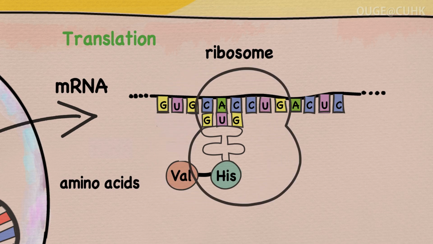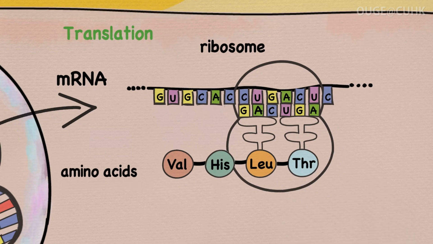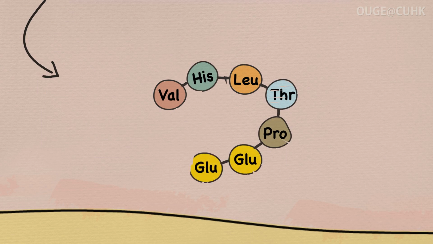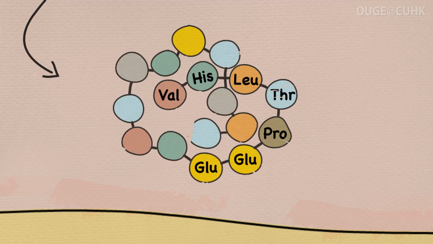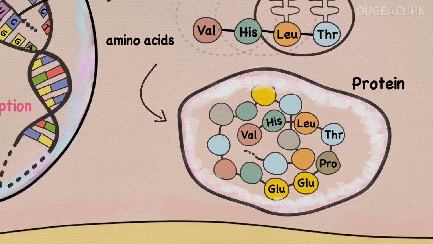Then, the ribosome starts to decode the next coding unit until the entire translation process is completed. In this way, the information in the mRNA sequence is translated into amino acid chains, which fold into 3D structured proteins with specific biological functions.